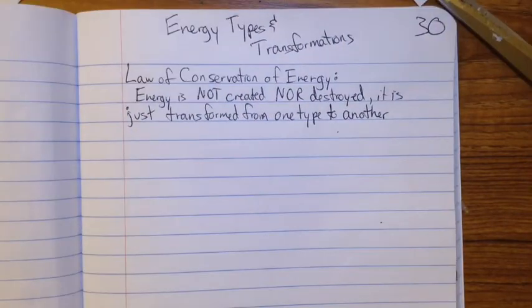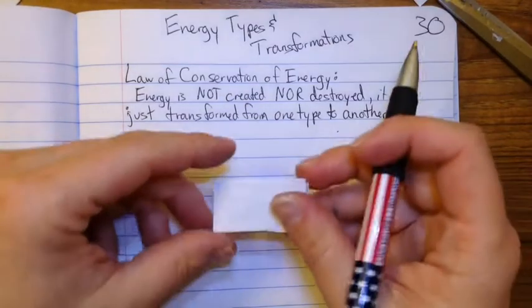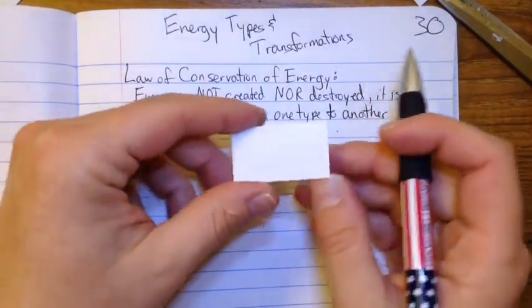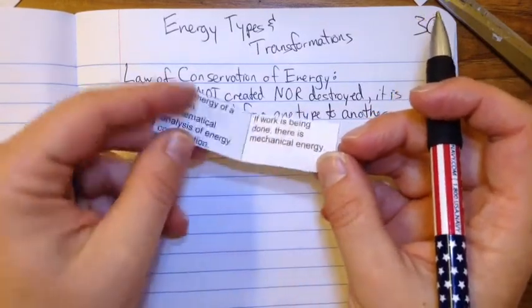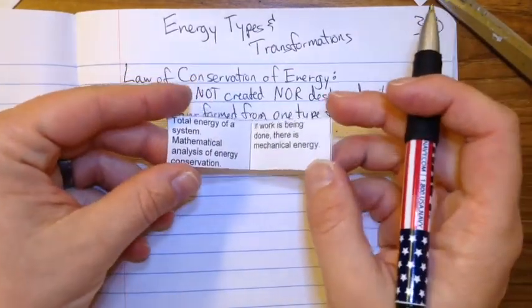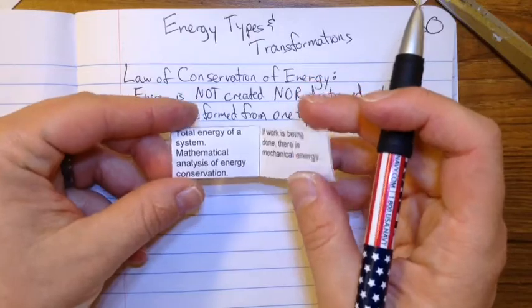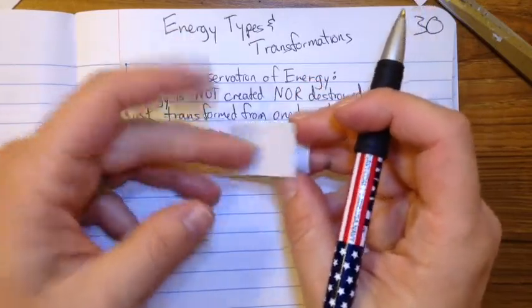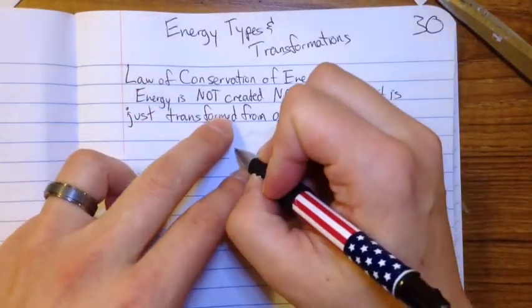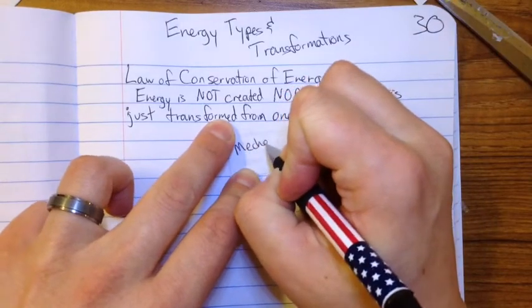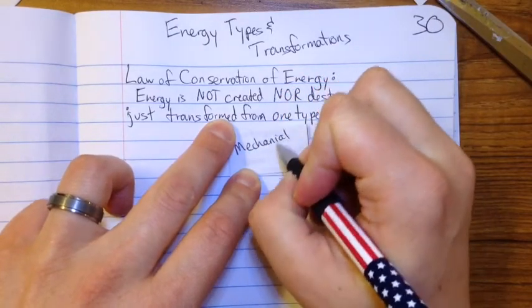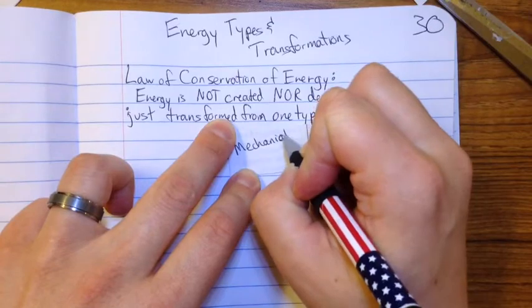Of the many different types of energy, there's one that we're going to talk about. It's called mechanical energy. It's not technically a type of energy, it's a way of calculating energy, a way of calculating this law of conservation of energy. So that one little piece of paper you guys picked up, the total energy of a system, the mathematical analysis of energy conservation. All right, this is mechanical energy. So write on it, mechanical energy. We paste it? No. You will in a moment.